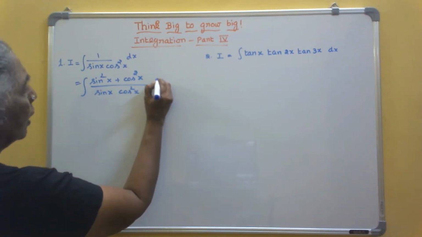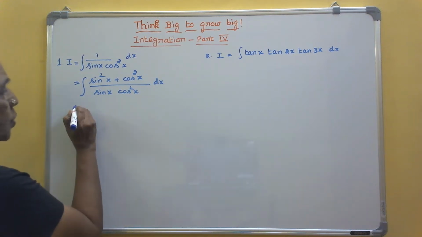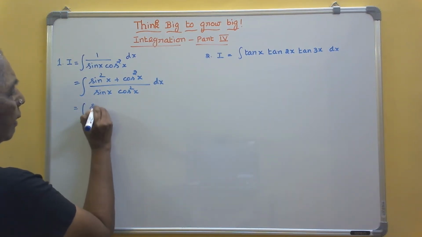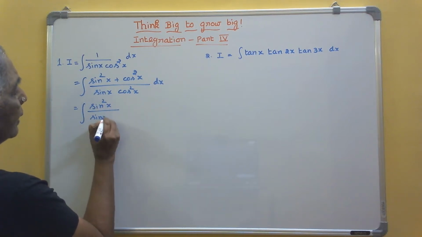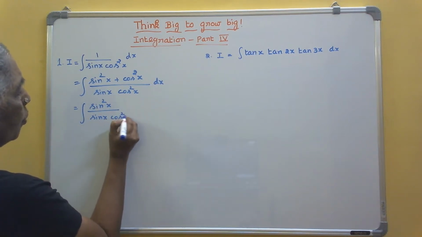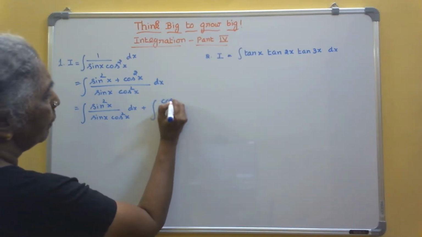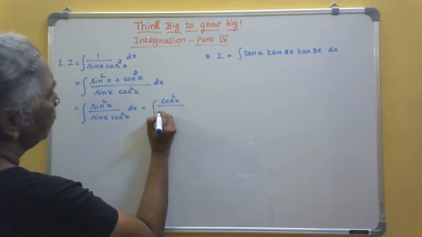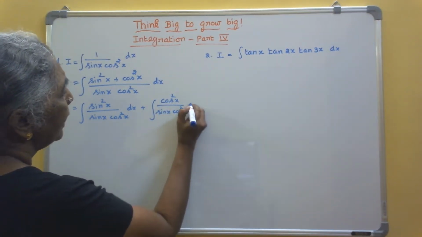So now, the numerator consists of 2 terms and the denominator 1 term. So now, I am going to split it into 2 integrals. The first one will be integral sin squared x by sin x cos squared x dx plus the second integral will be cos squared x by sin x cos squared x dx.